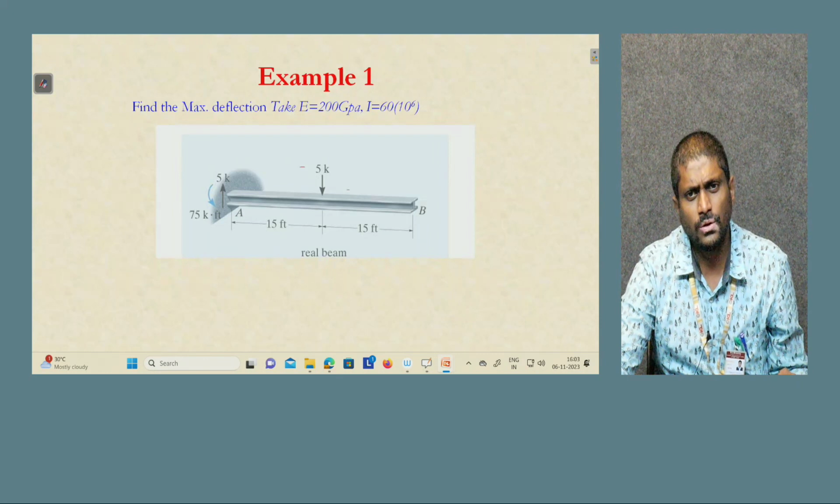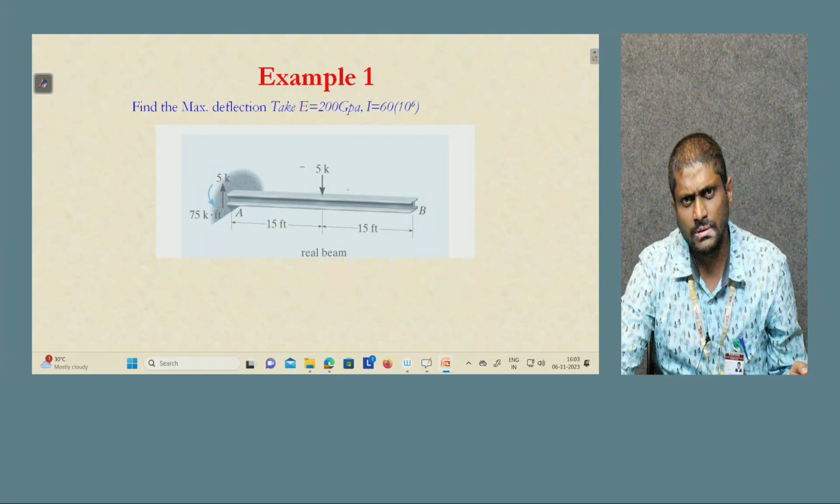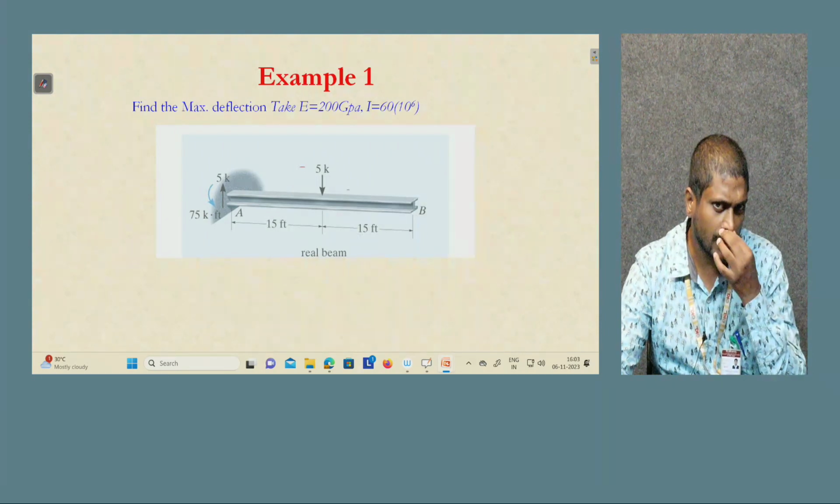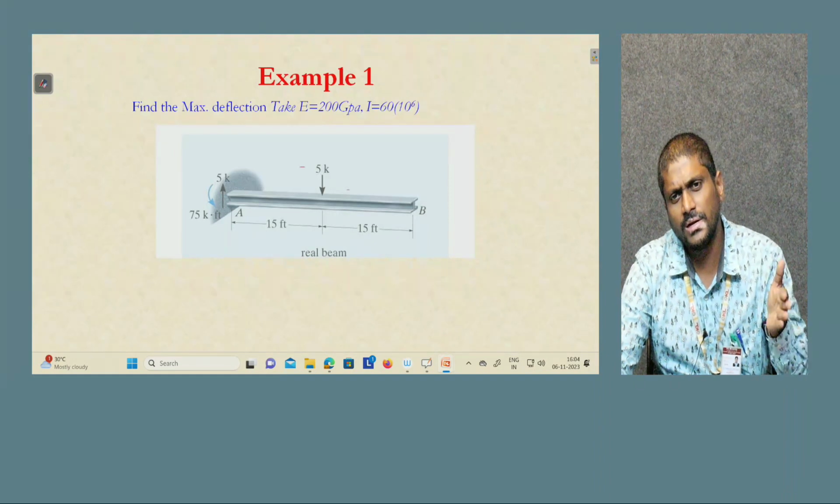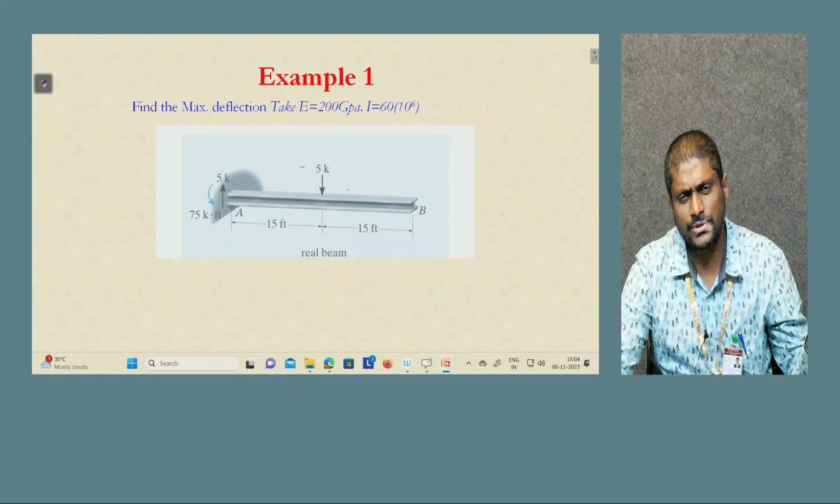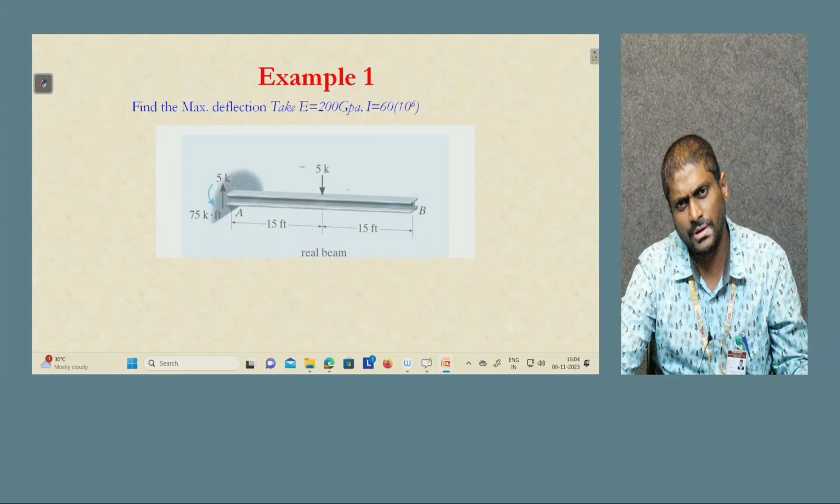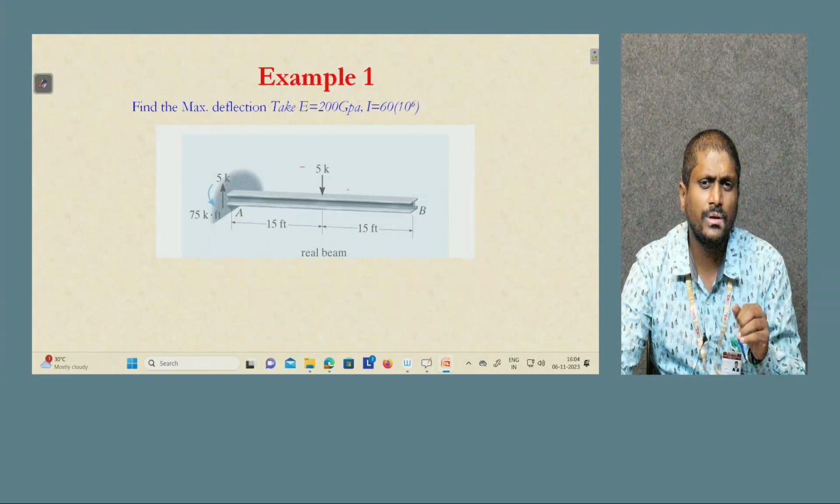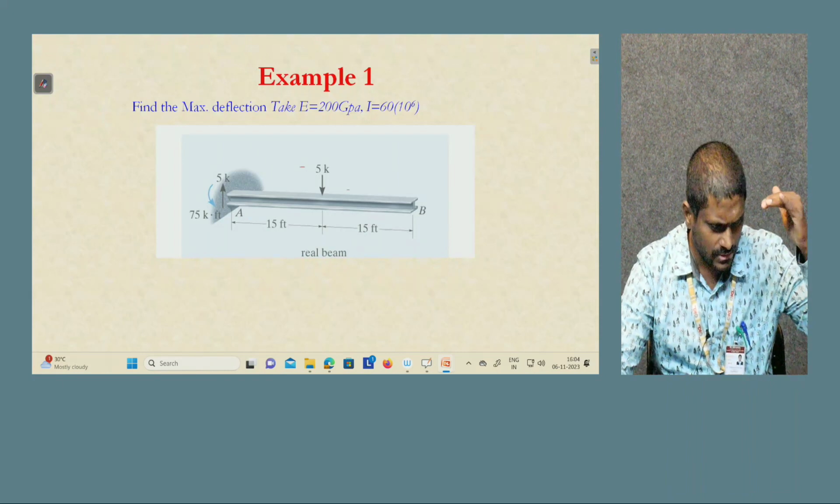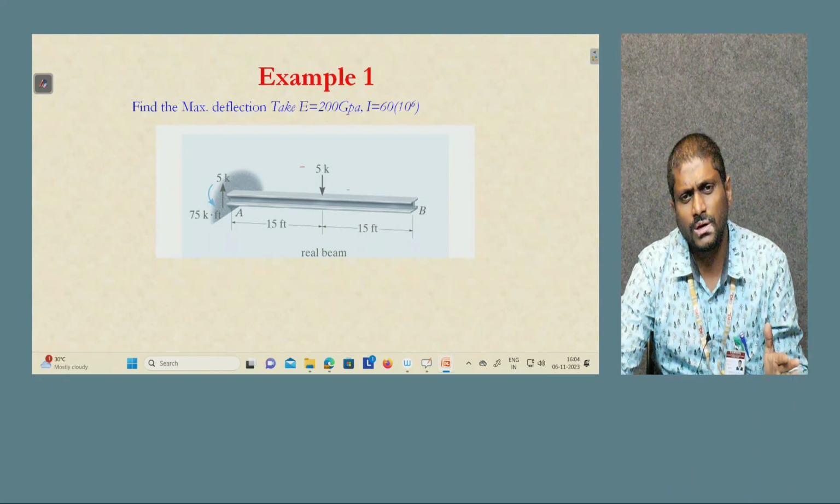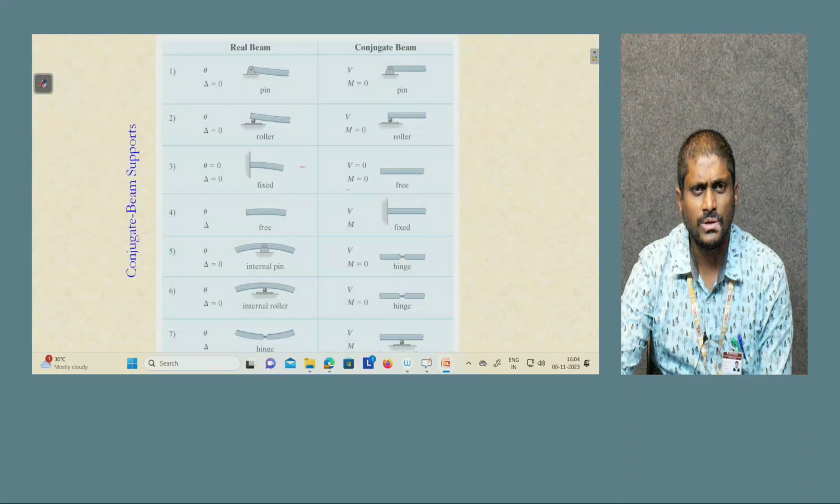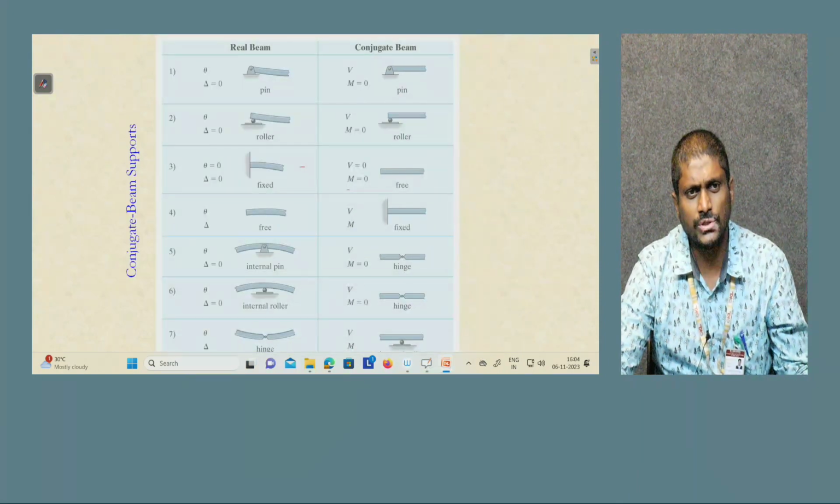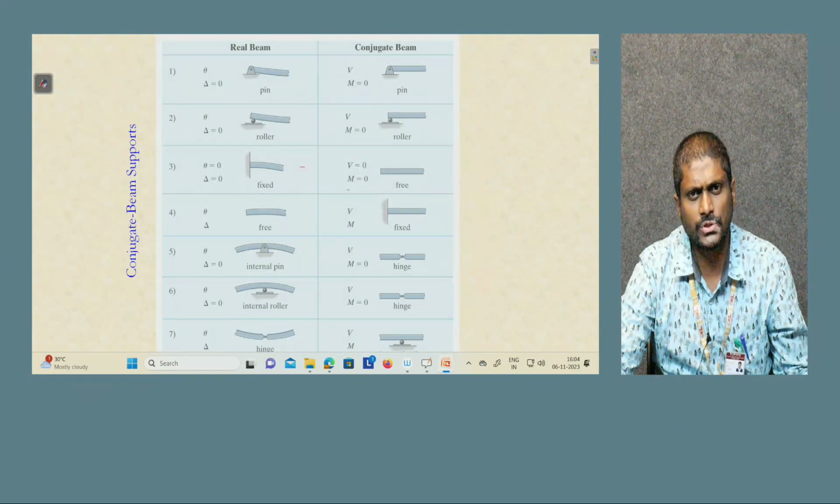You can see that the load is applied at the center of the cantilever, and the E and I values are given. This is of course the real beam. In the conjugate beam, what will happen? The support conditions will get changed. Wherever a fixed support is there, that will become free, and wherever a free end is there, that will become fixed. Likewise for the roller and for hinges, you have to convert the real beam to the conjugate beam first. You can see here how things change for the conjugate beam supports. This will give you very clear information about the conversion of real beam to conjugate beam.